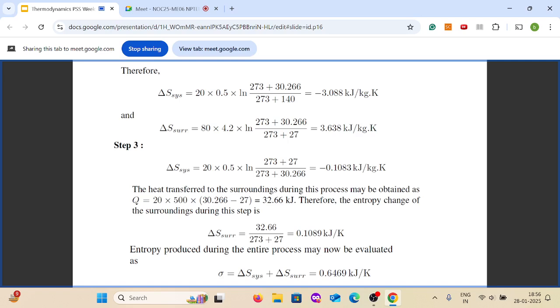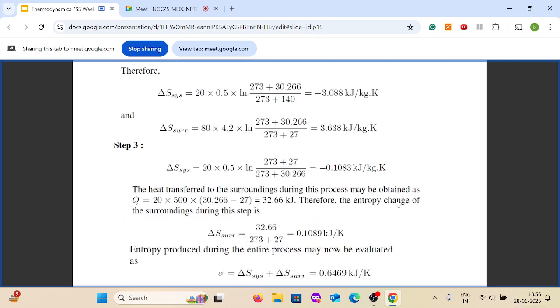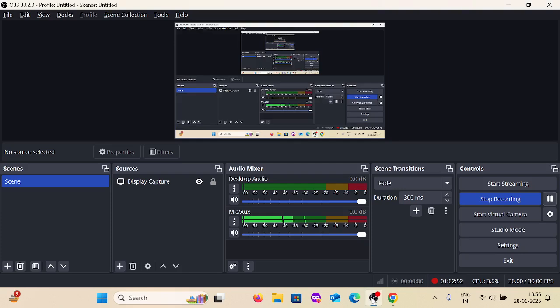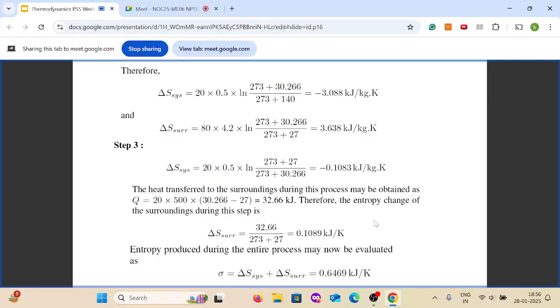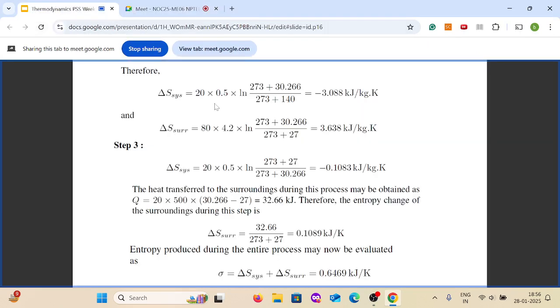So that is delta S of system plus surrounding, all of it. It will come out to be 0.64669 kilojoule per Kelvin. So that is the entropy generated because of this cooling process. So any doubt in this? Okay.